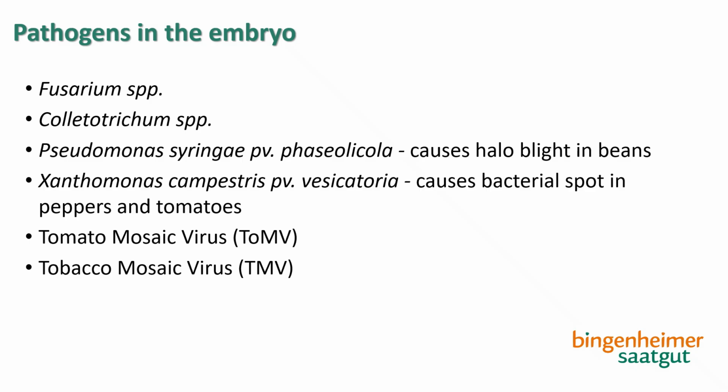Pathogens in the embryo, highly relevant pathogens include, again, some of the Fusarium species, some of the Colletotrichum, some of the bacteria like Pseudomonas that causes halo blight on beans, or Xanthomonas campestris pathovar vesicatoria, causing bacterial spot in peppers and tomatoes, as well as some of the viruses, for example, tomato mosaic virus and also tobacco mosaic virus.